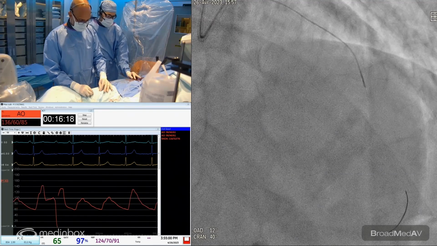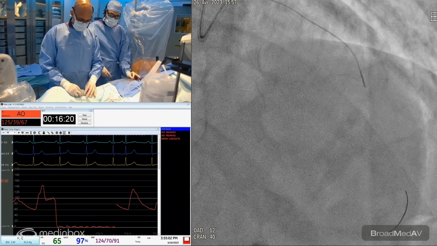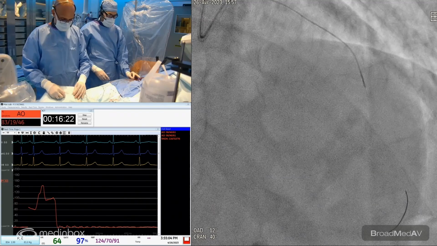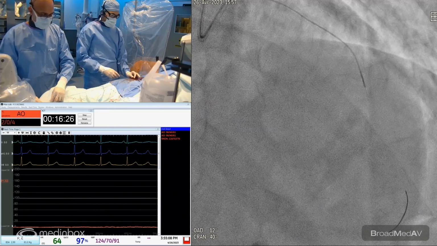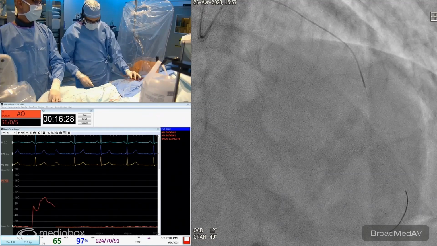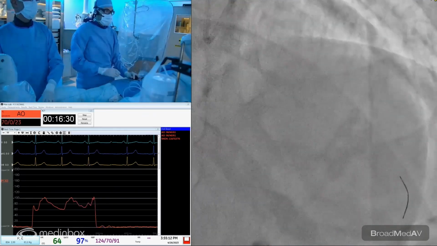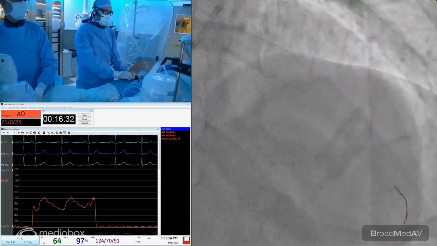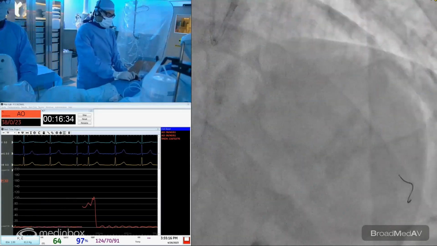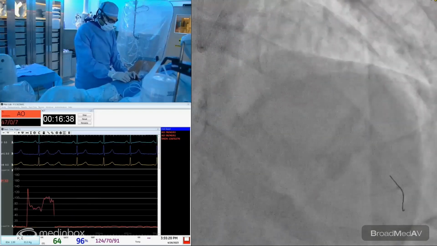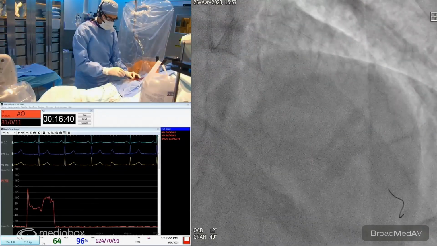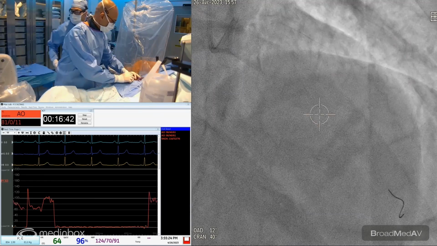So the orbital atherectomy has 2 speeds versus the rotational. It has 80,000 or 120,000 revolutions. Fluoro? Watch the blood. OK, we'll prepare the orbital. Watch the wire. OK. Good.